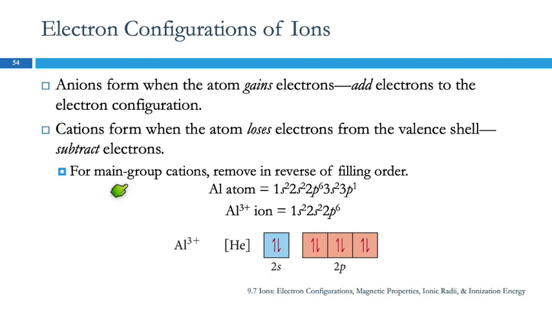So the main group elements, the main group cations, tend to follow nice patterns. You just remove those electrons in the reverse of the filling order. So looking at aluminum, a main group metal, here is the electron configuration for the atom. For the aluminum ion, we're going to start at the end and remove 3 electrons. So we're going to get rid of that one and those 2. And then what we've got left is this for the electron configuration of the ion.